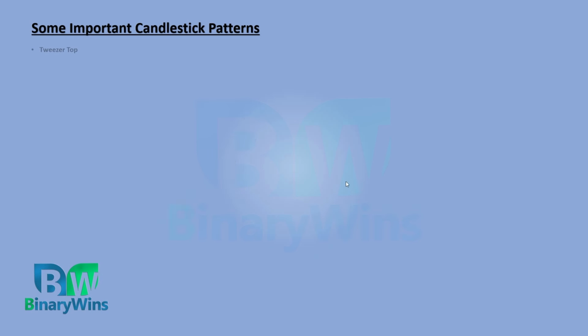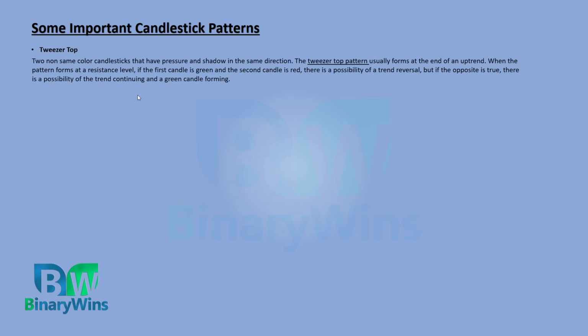But the next pattern is the tweezer top pattern. This pattern consists of 2 opposite colored candles at the end of an uptrend that have pressure and wicks on one side. But when this pattern forms at resistance, there are 2 possible trading scenarios. If the first candle is green and the second candle is red, there is a high possibility of a trend reversal leading to the formation of a red candle next. But if the first candle is red and the second candle is green, the uptrend may continue, leading to the formation of a green candle next.